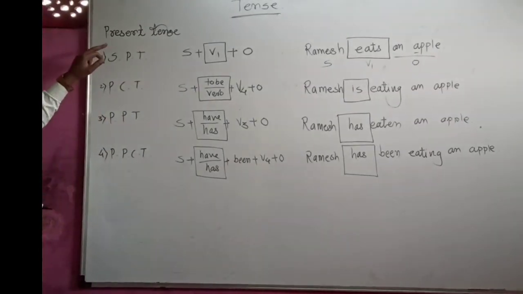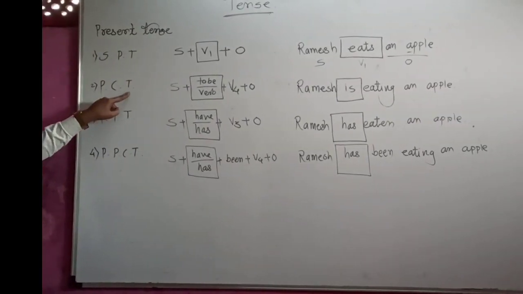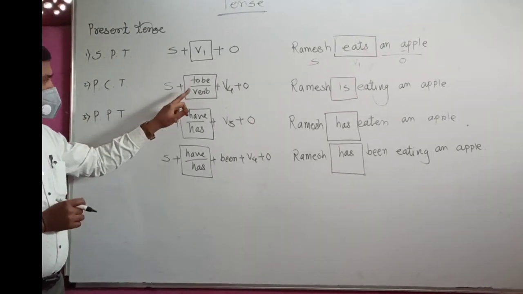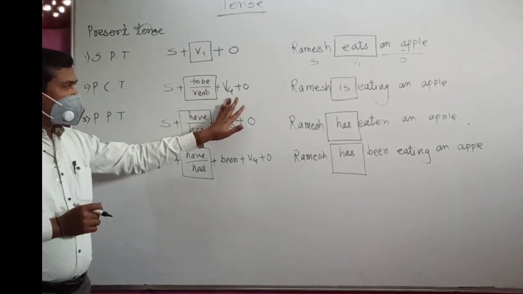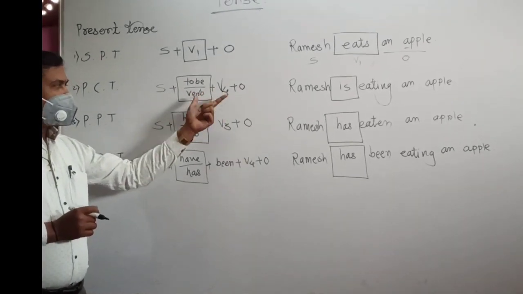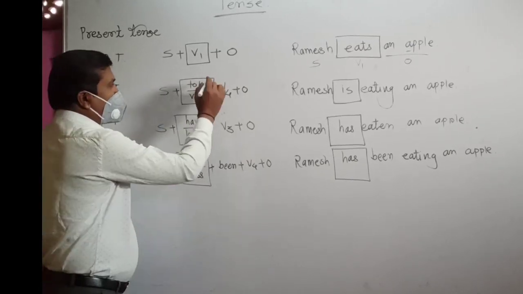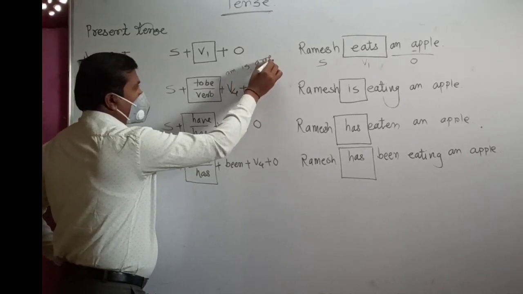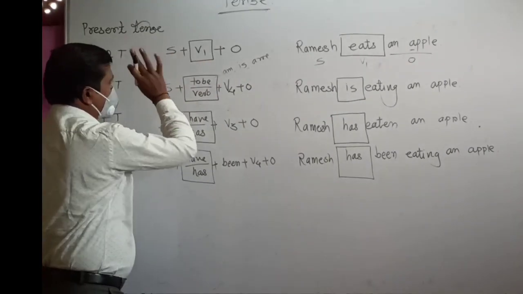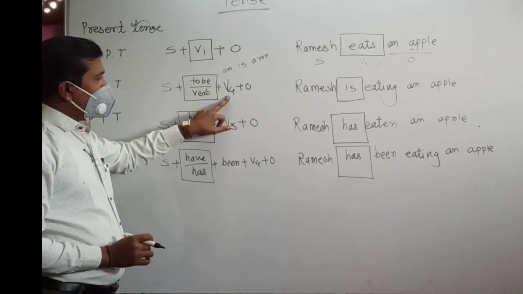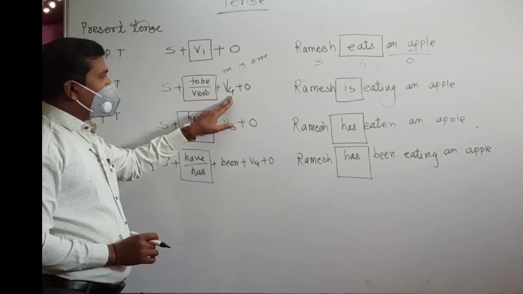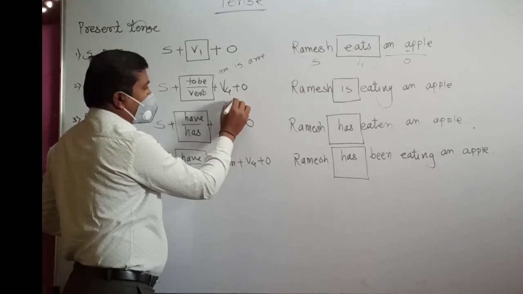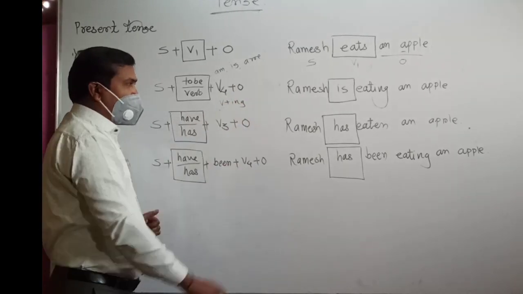The second type of present tense is present continuous tense. The formula of present continuous tense is subject plus to be verb plus V4 plus object. Here we should note that to be verb means am, is, are. These are the to be verbs in present tense. Then we take the fourth form of the verb, the present participle, which we can also say is verb plus ing.